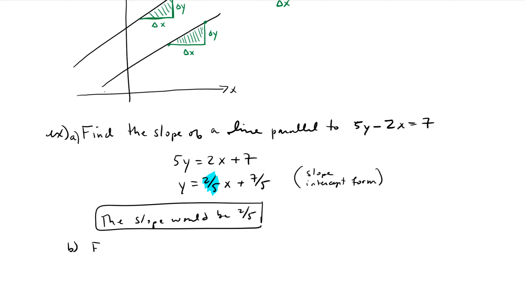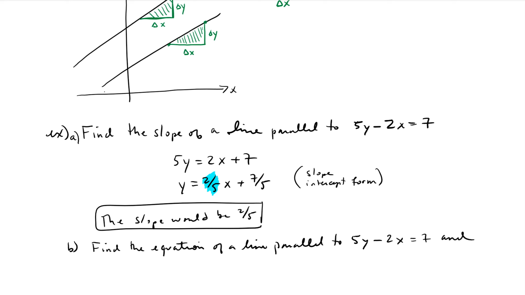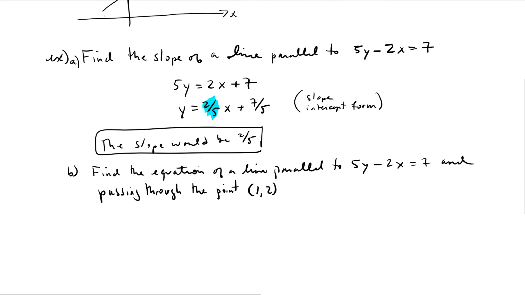Part B, find the equation of a line parallel to 5y minus 2x equals 7, and passing through the point 1, 2. Now, from part A, I know the slope of that line will have to match the slope of the given line. So slope is 2/5.